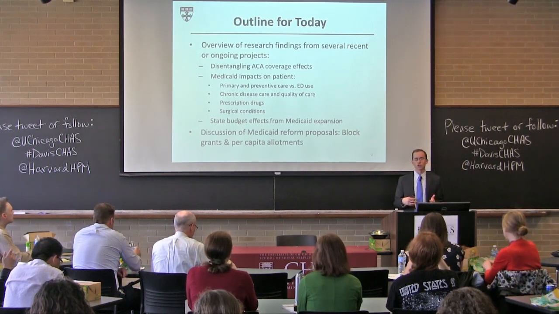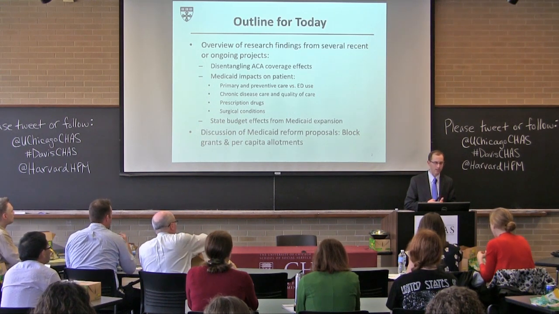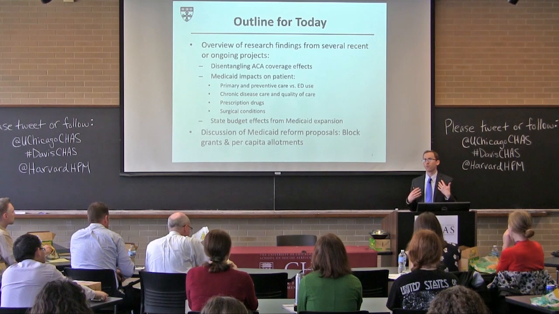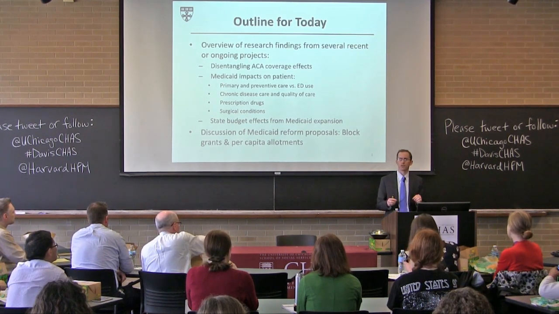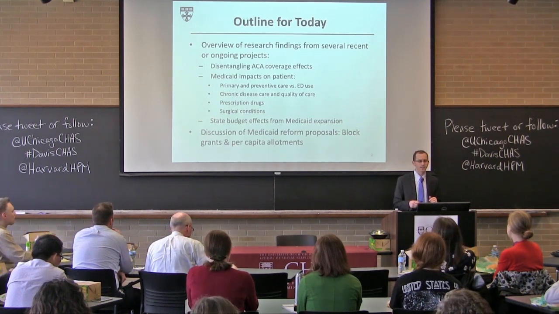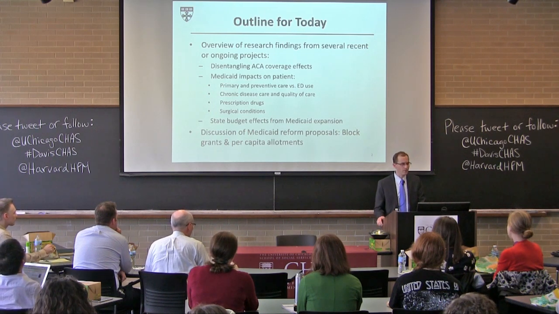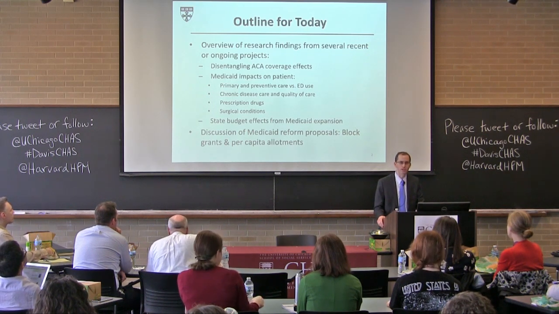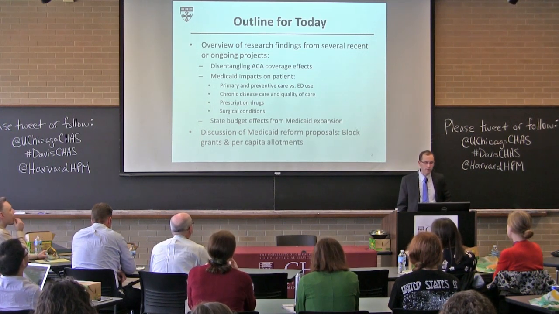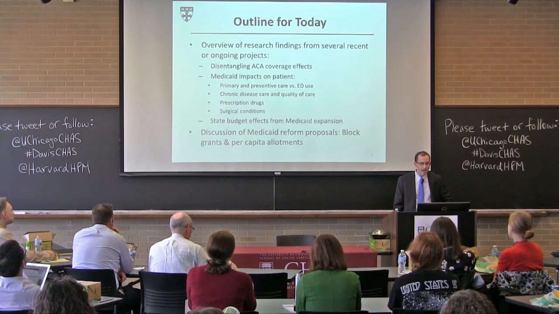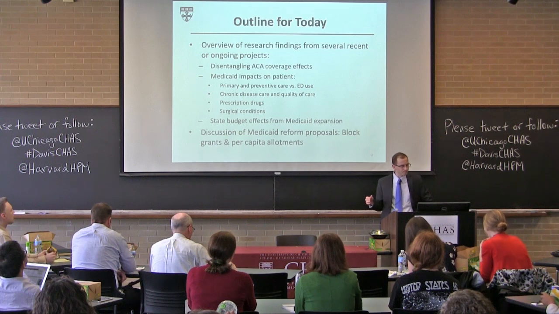The first is to go through some of the research findings from work by me and various collaborators at Harvard and elsewhere, looking at what we know about Medicaid under the Affordable Care Act. Part of that is really piecing out the elements of the ACA and how they've affected coverage and what parts of the law have done what. And then looking at Medicaid impacts from the patient's perspective on a variety of different measures, looking here at primary and preventive care, ED use, chronic disease management, prescription drugs, surgical conditions. And then also turning away from the individual patient level experience and thinking about state budget impacts.